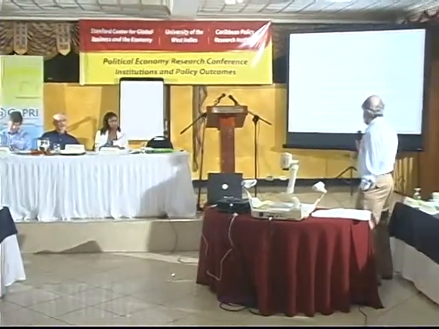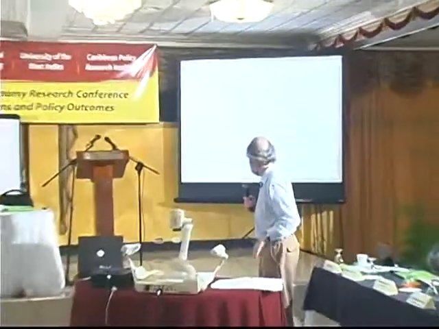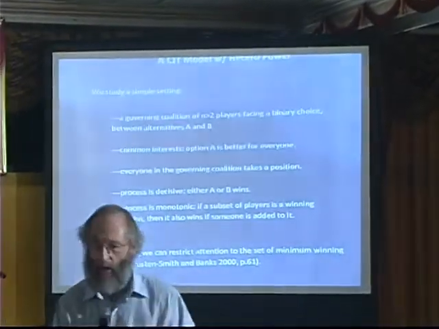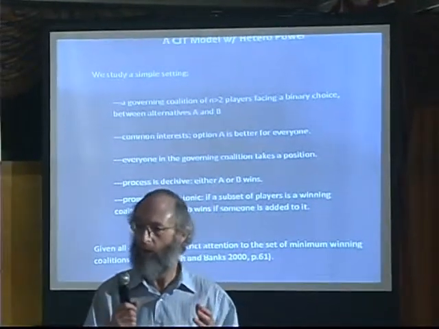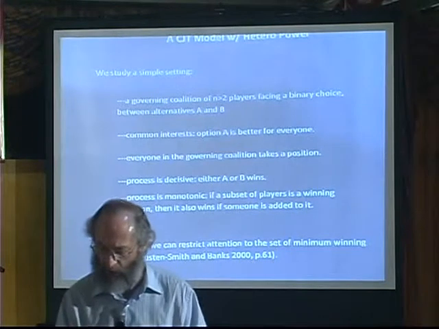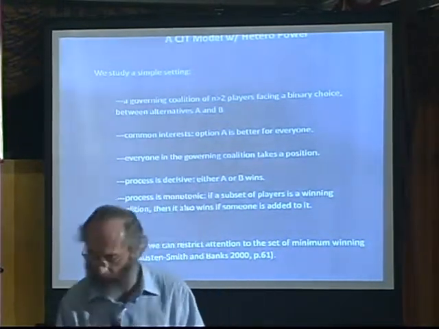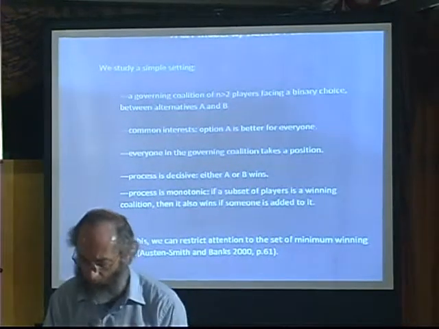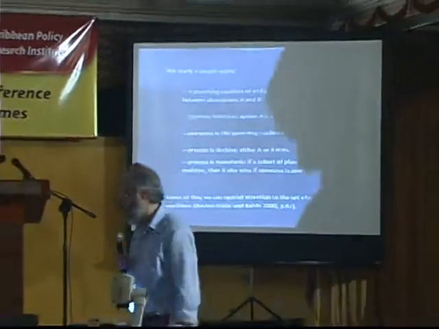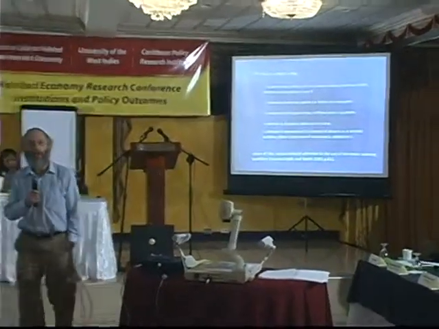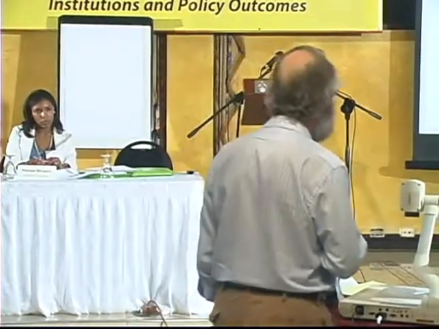So, simple setting: a governing coalition with more than 2 players facing a binary choice between alternatives A and B, common interests, as I mentioned. Everyone in the governing coalition takes a position. Basically here, the setup that we're going to use is a set of assumptions described very ably by Austen-Smith and Banks in volume 1 of their book on social choice and game theory, in which the rules are simple enough so that everything that you need to know about the process, or we might say the power structure in this situation, is captured by the set of minimum winning coalitions. So if you know the set of minimum coalitions, then you know everything you need to know.